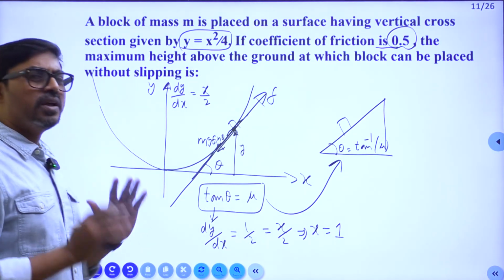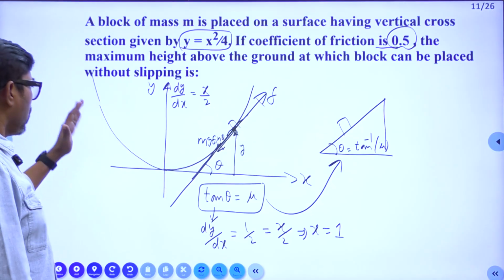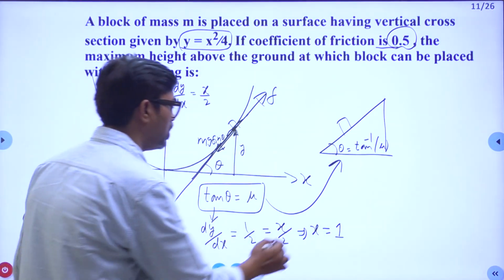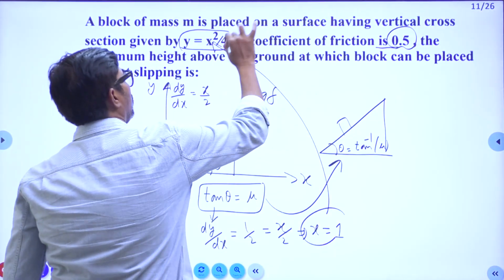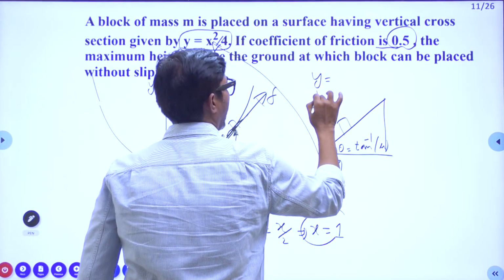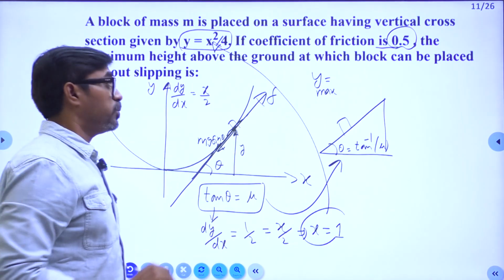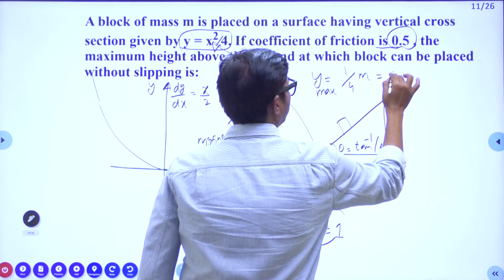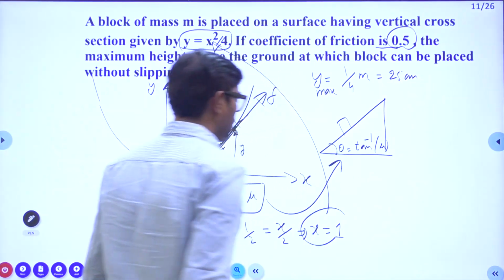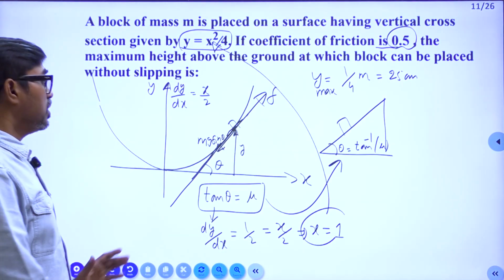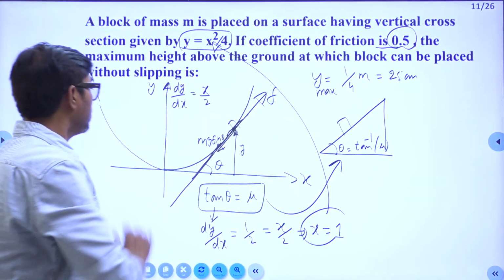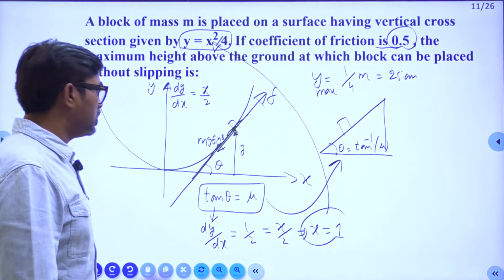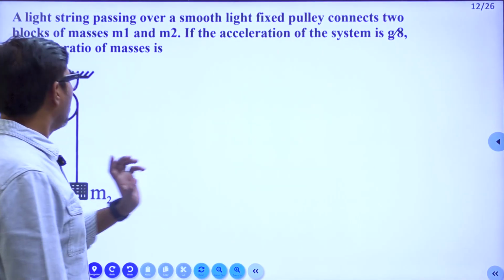When it is about to slip, x equal to 1. X could be minus 1 also. This side also you will get by the symmetry. So once you put x equal to 1 into this equation, you will get y. Y max, when it is about to slip, up to that height you can have it. It's going to be 1 by 4 meter, otherwise 25 centimeter. So this is a nice problem comparing angle of repose in this parabola. And there was one hemispherical bowl, I'm sure you would have seen the PYQ question, and a similar concept we can use there as well. Okay, next problem.